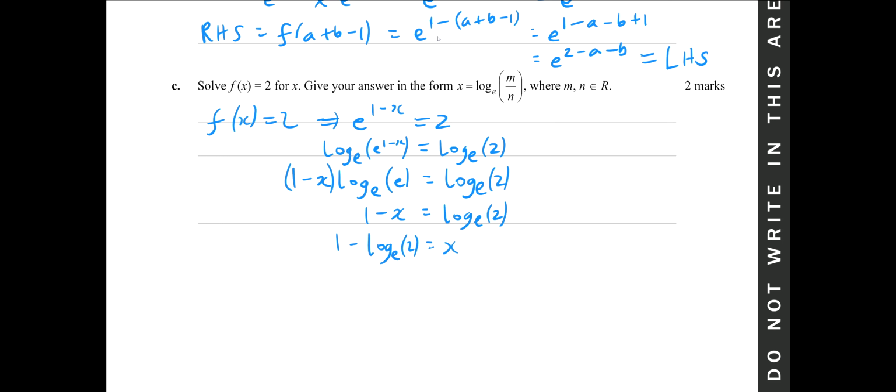So in order to get into that form that we require, I'm going to rewrite x, and instead of writing 1, I'm actually going to write log e of e. So that's log e of e minus log e of 2. And now that we've got log e of e minus log e of 2, the bases are the same and we don't have any other coefficients in front of the logs. So what we really got is x equals log e of simply e divided by 2. And that now corresponds with exactly the way the question wanted the answer to be stated, which is log e of m over n. Excellent. And that's it for question 5.